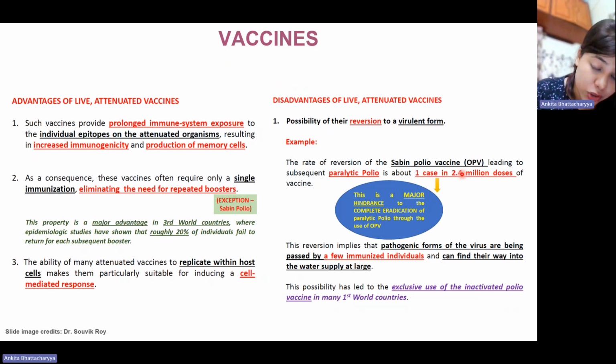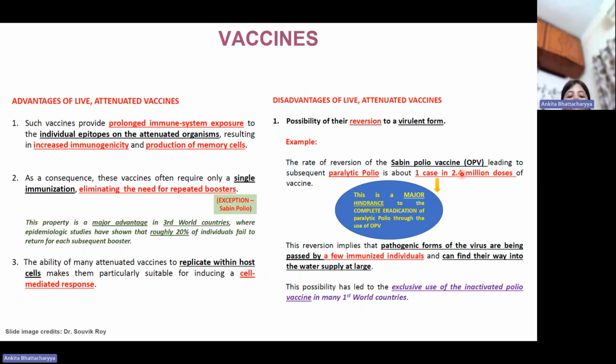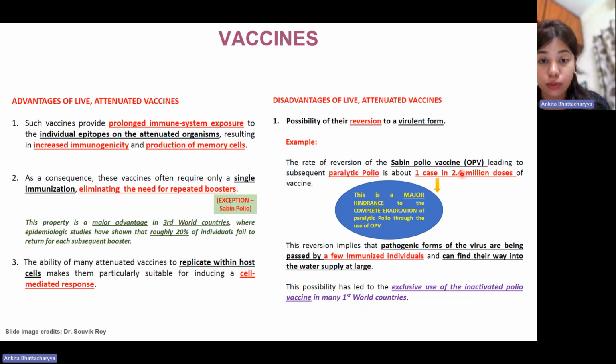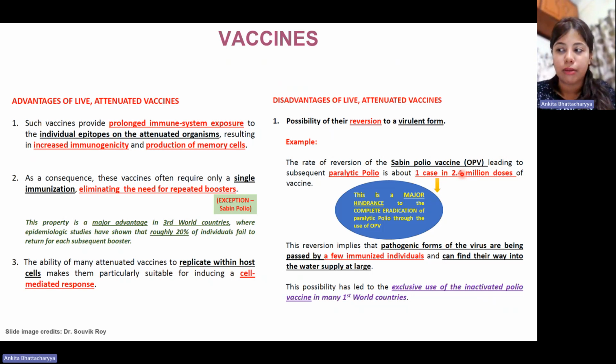This is a major hindrance to the complete eradication of paralytic polio through the use of OPV, because that chance, no matter how small, still persists. And of course, if it is somebody close to you, you would not be very accepting of such a vaccine, and therefore a lot of people often hesitate before taking the vaccine as well. But certainly that's a challenge. Everything comes with a challenge. It's not foolproof.